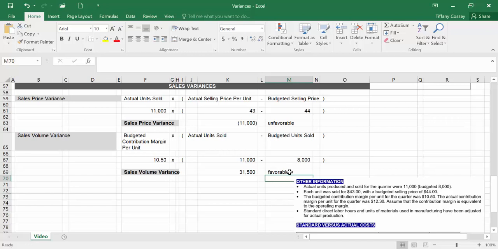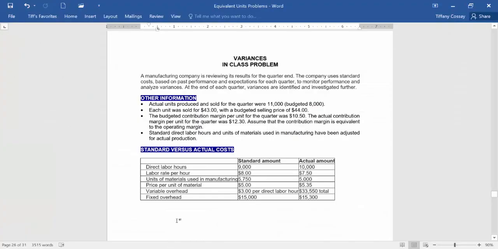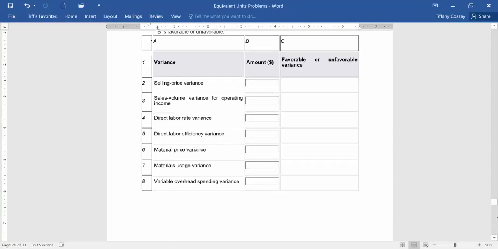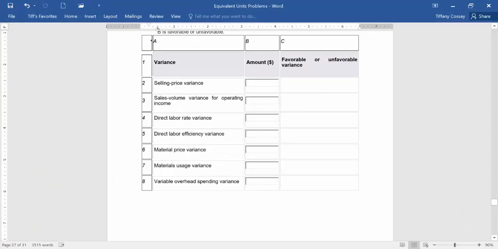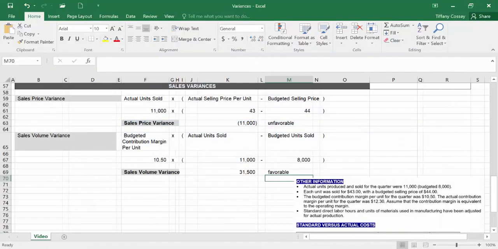And so the answer, when we flip back over, the answer to number 2, the selling price variance, is this first thing that we calculated here, negative 11,000. It's unfavorable. And the sales volume variance was 31,500 favorable.